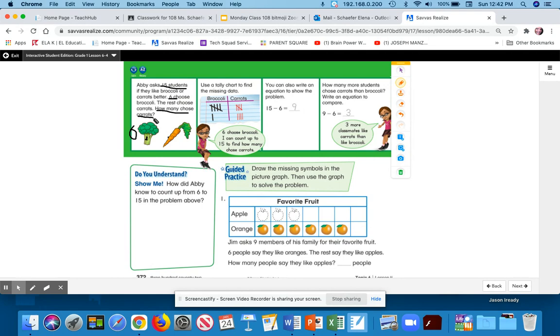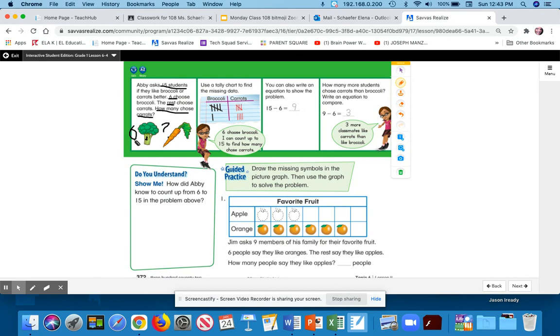So when they're asking how many and they have this word, the rest, they're not giving us a number. So we don't know this. So we don't know how many like carrots. And I know I have to find out how many choose carrots. So I'm going to use a tally chart to find out the missing data.